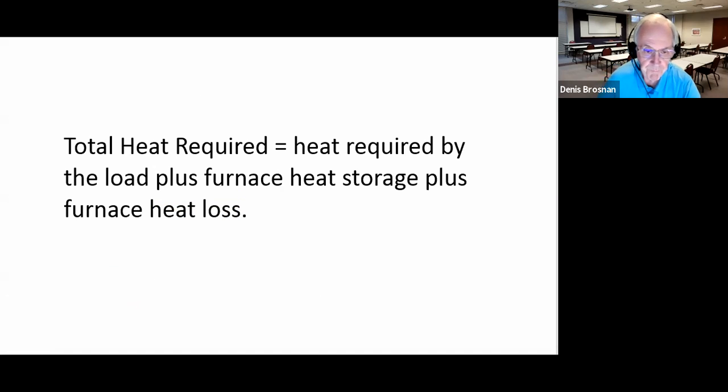Now, as we did last week, of course, when we do these calculations, we're looking for the total heat required. We're going to look at that required per hour and required per unit weight of product. But the total heat required is always the heat required by the load. That's what's in the furnace. Sometimes people call that the process burden. You can use whatever words you want, but I usually call it the load. The heat required by the load plus the furnace heat storage plus the furnace heat loss. That's our definition that started out a long time ago with the law of conservation of energy.